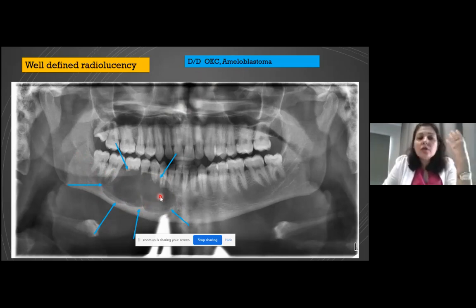Now, I want you to remember at this point in time that radiology on its own cannot give you a diagnosis. You need to correlate to the history of the patient, and of course, this radiographic information should be followed by biopsy and histopathological evaluation. So that is when you put all three together to arrive at a final diagnosis.